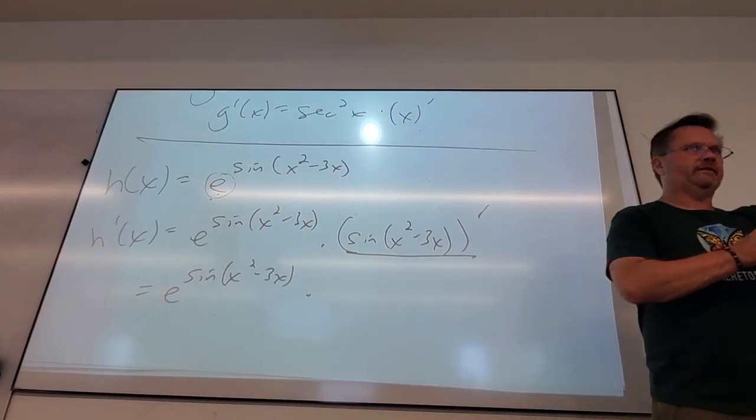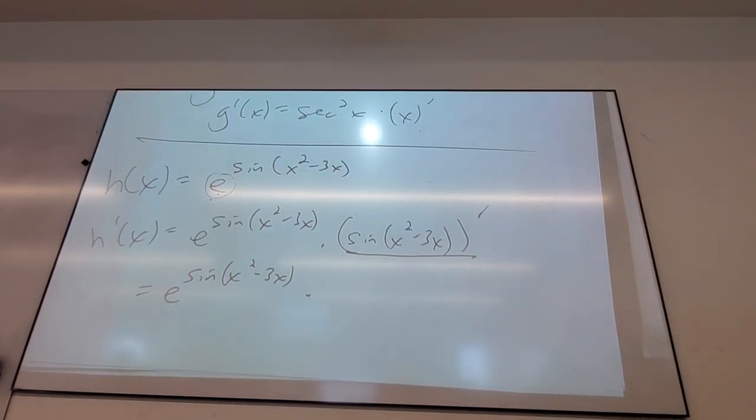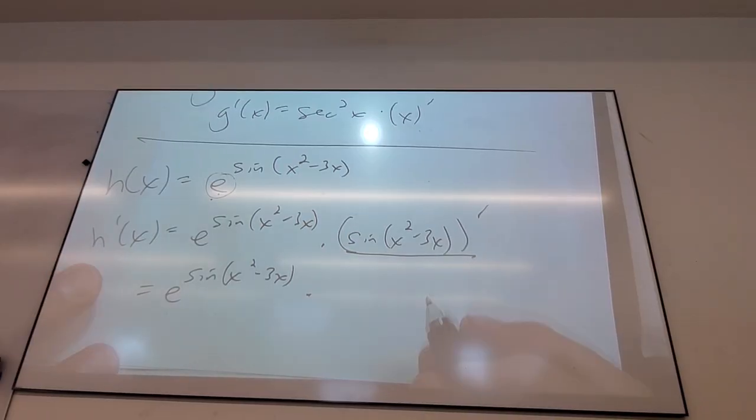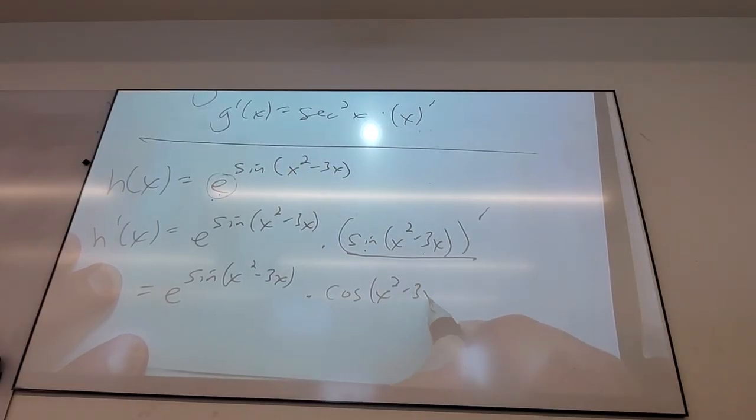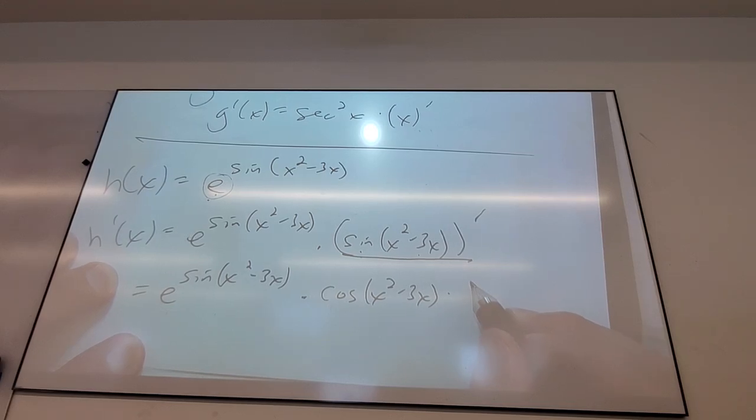What is the derivative of sine of stuff? No, the derivative of sine is cosine. So the derivative of sine of stuff is cosine of stuff, times the derivative of stuff.